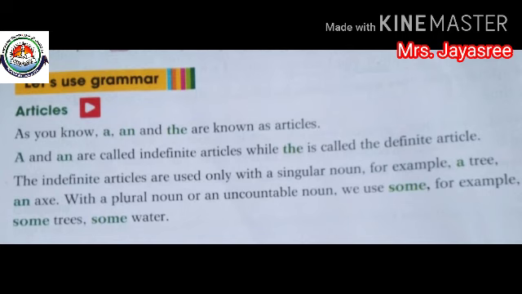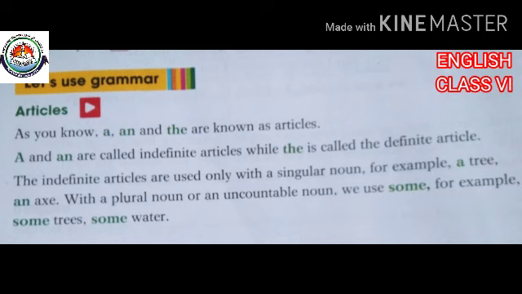A and an we use only with singular nouns. And when we are using a plural noun or an uncountable noun, we will be using only the word some. What is an uncountable noun? Those things which we cannot count. For example, water is an uncountable noun. How can we count water? We cannot count it, we can only measure it. So such words are known as uncountable nouns.